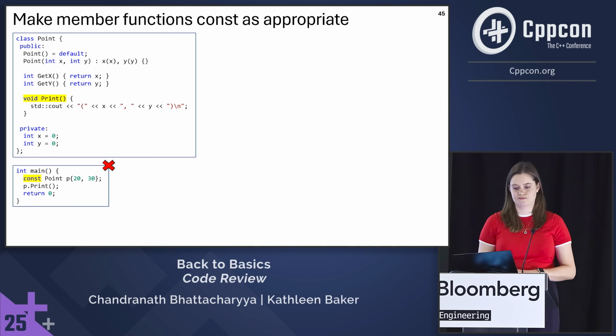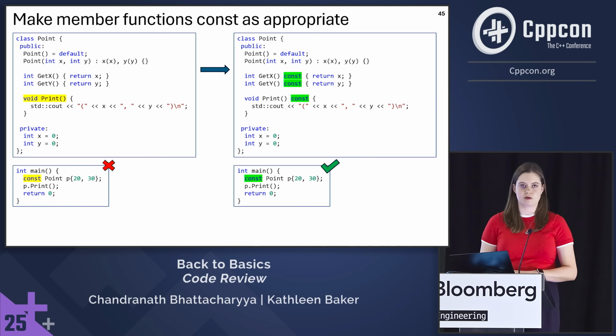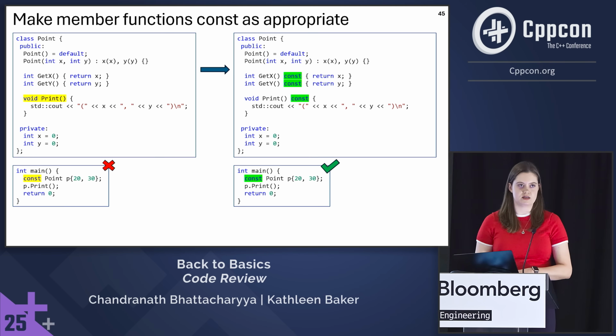So how to fix this? We'll mark all member functions here const because they are read-only member functions. If the member function isn't modifying any members, it should be made const. So we can make the instance of Point const in main as well.